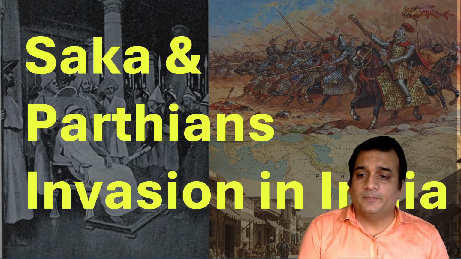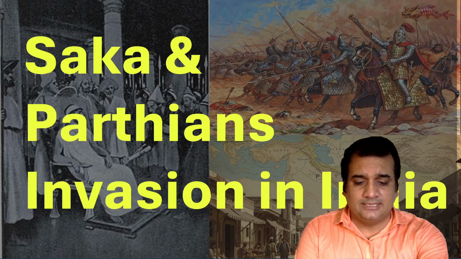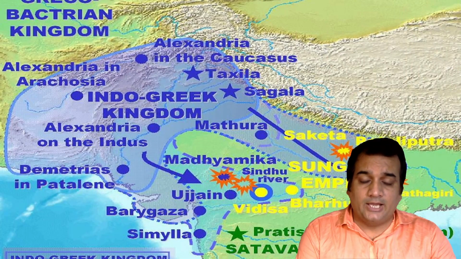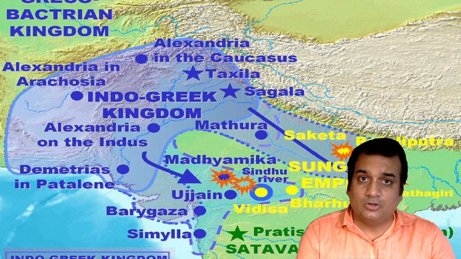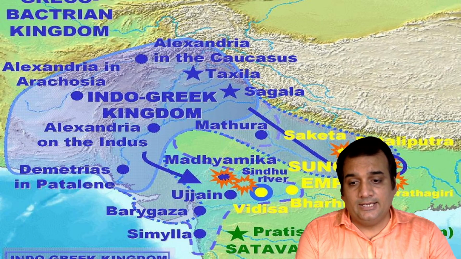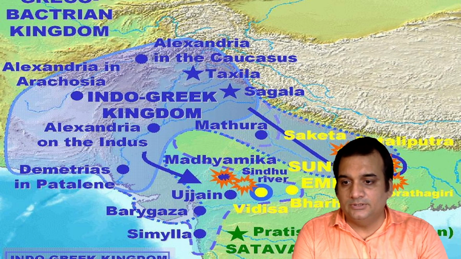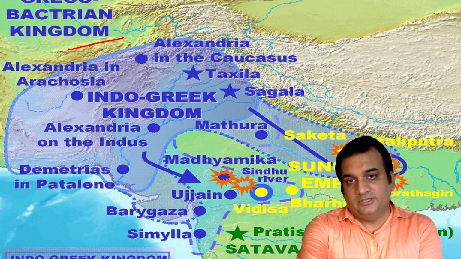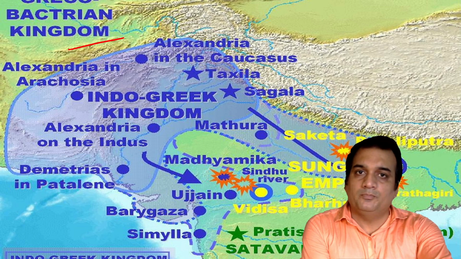So today's topic is Sakas and Parthians invasion in India. In previous classes, we have already seen the Persian or Achaemenid Empire's invasion, then Alexander the Great, after that the Seleucid Empire, and after that the Greco-Bactrians. In our last class, if you remember, we discussed the Bactrian kingdom, also the very famous Menander or Milind, who is mentioned in the book Milind Panha.